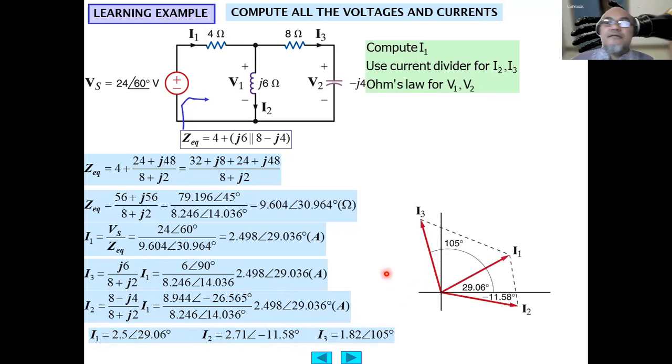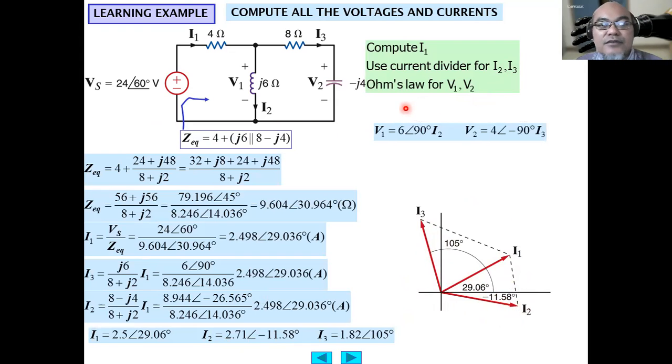Okay, and if we are asked to draw the phase diagram, it's like this. I1 has an angle of 29.06. I2 is 2.71 with an angle of minus 11.58, and I3 is 1.82 with an angle of 105 degrees.